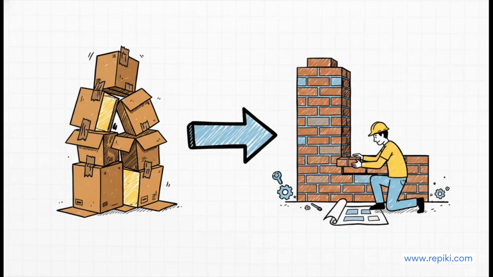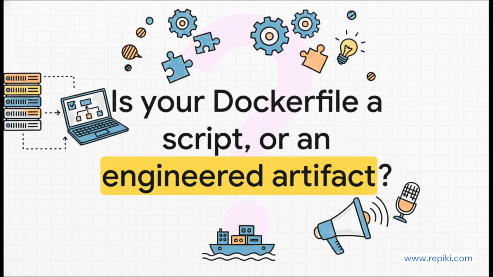Really, it all comes down to this. You have to treat your Dockerfile as critical production code. That mental shift from just making it run to actually engineering the artifact, well, that's the hallmark of a really mature DevOps culture. Your Dockerfile isn't just some setup script. It's the architectural foundation of your entire application. So that leaves one question to take back to your team. Is your Dockerfile just a script, or is it an engineered artifact?